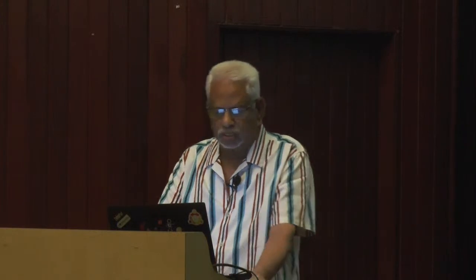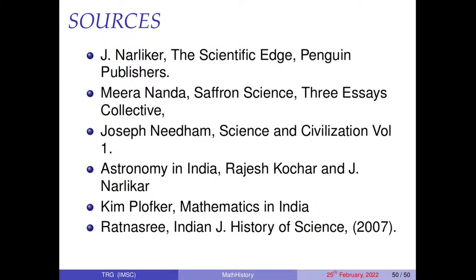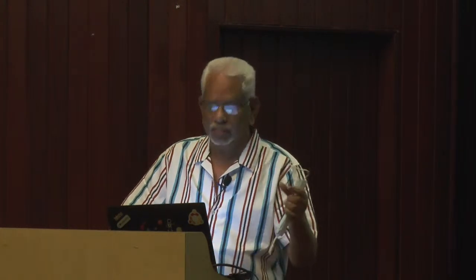So my sources were Narlikar, Scientific Edge, Penguin Publishers; Meera Nanda, Saffron Science; Joseph Needham, who talks about Chinese science; Astronomy in India by Rajesh Kochar and Jayant Narlikar; Kim Plofker, Mathematics in India; Ratnasri, this is the material which I pointed out, and several other sources. I could not write all of them. P.P. Divakaran, who used to visit, has a book on mathematics in ancient India, with very interesting things.